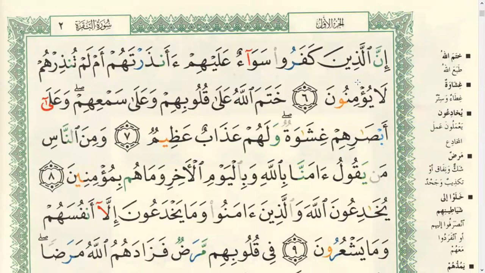Okay, now we'll start the next ayat. أعوذ بالله من الشيطان الرجيم، بسم الله الرحمن الرحيم. So the first word here is inna. Inna means indeed. Allazina, those who. Kafaru, disbelieved. Just give me a minute.